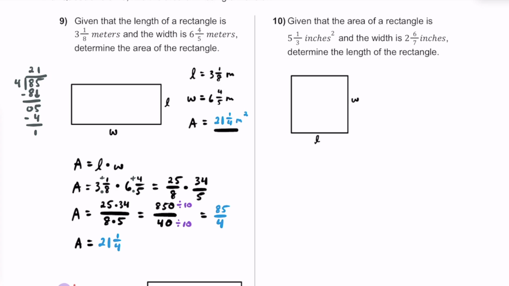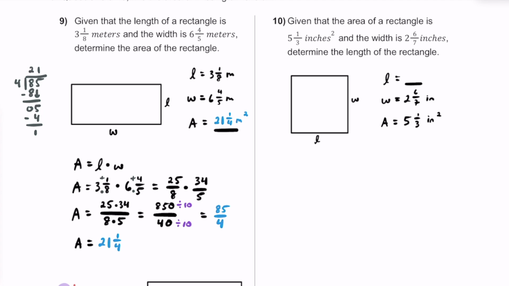So for the length here, we don't know what it is, right? Where it says determine the length, so let's leave that blank. The width they tell us is 2 6/7 inches. So we know how wide this rectangle is. And for the area, last time we didn't know it, so we had to solve for it, but this time we actually do know it. It's 5 1/3 square inches. Okay, so slightly different problem here.